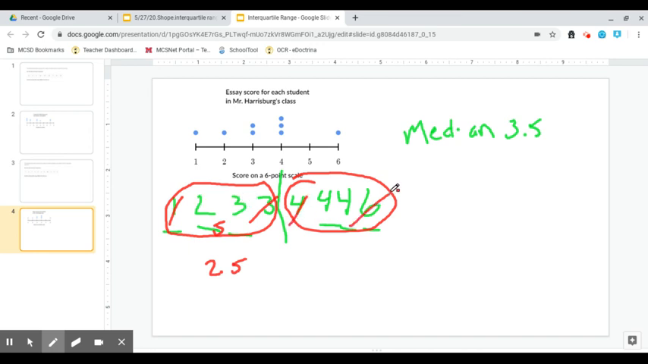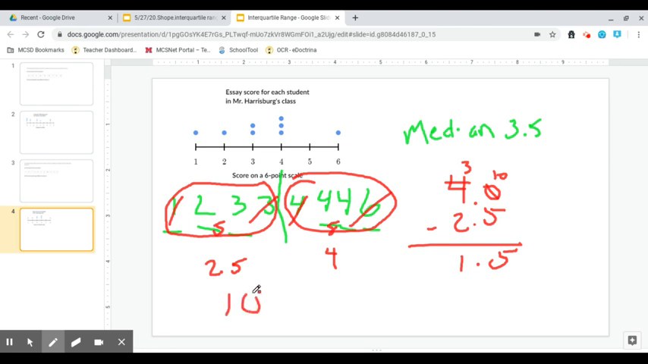Here, beginning, end. 4 and 4. What's in the middle of 4 and 4? Well, it's a 4. Add them up, you get 8. Half of 8 is 4. So if you have the same number twice, that's your answer. So we have 4 minus 2.5. Line up the decimals. 4 is actually 4.0. That is 10. Borrow, that's 3. 1.5. So my interquartile range is 1.5.